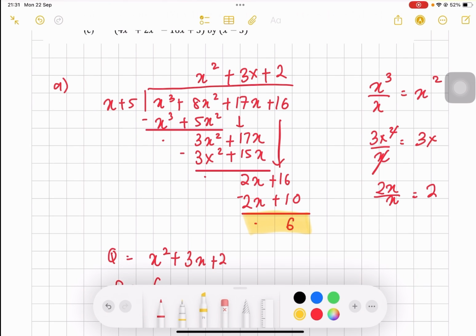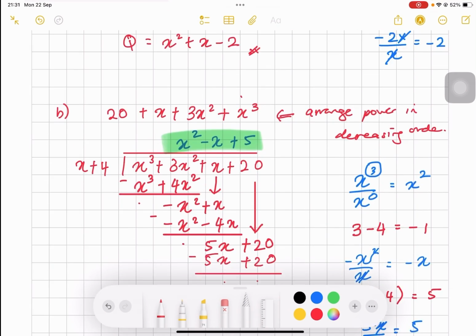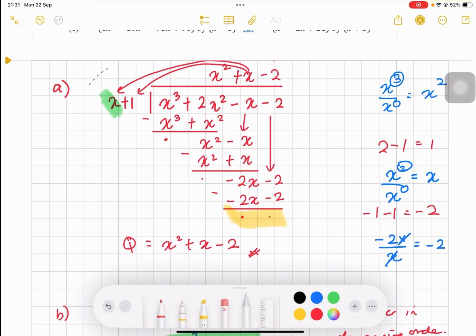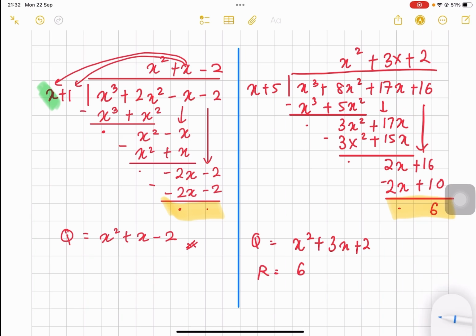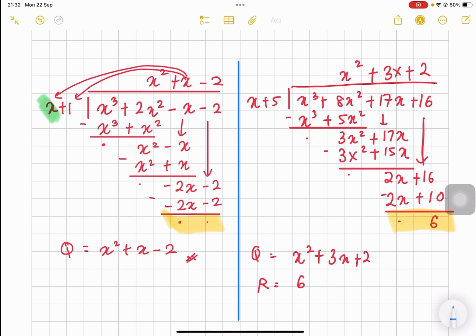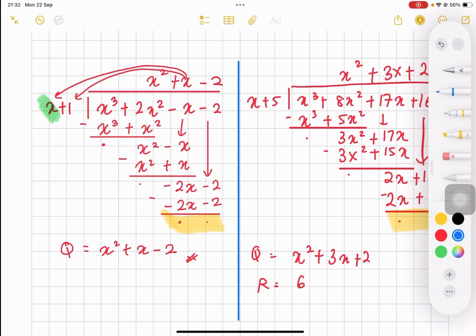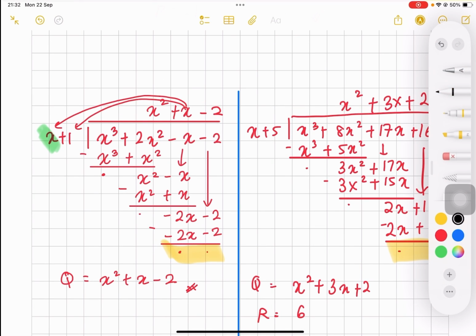Let me copy both of these questions first. When we compare these two divisions, on the left we have no remainder. So this brings us to the next topic that we're going to discuss, which is the factor and remainder theorem. You write the title below.